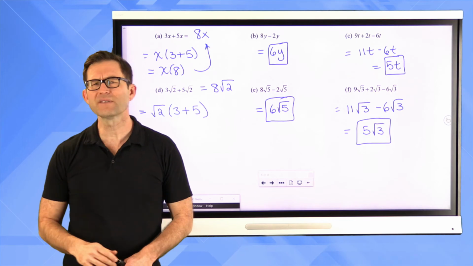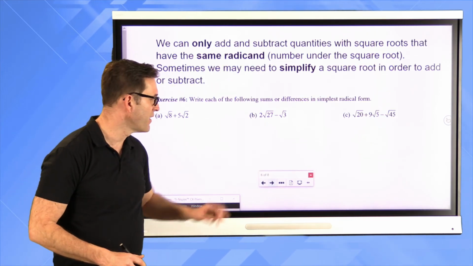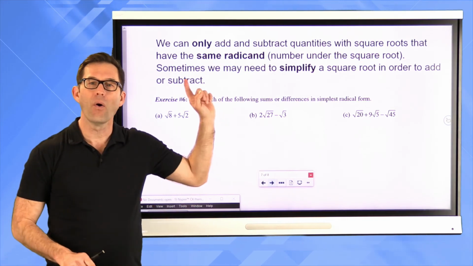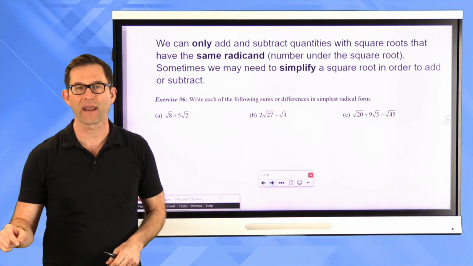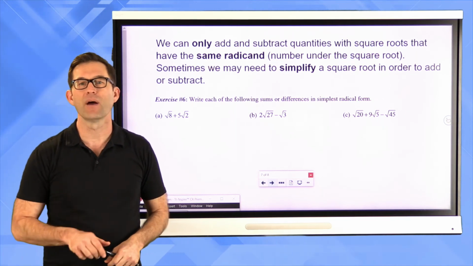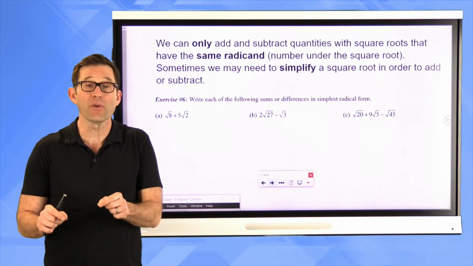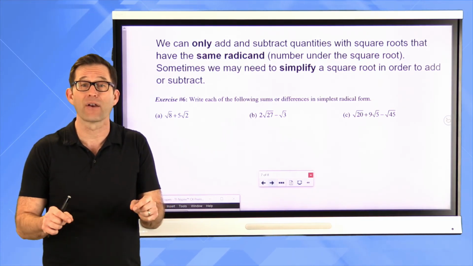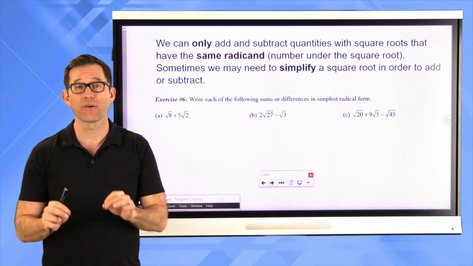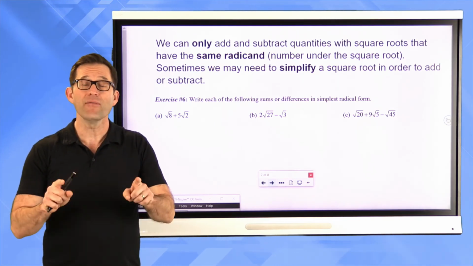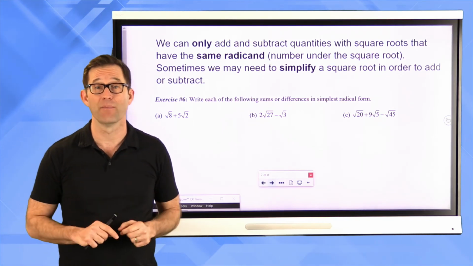Okay, so what's the moral of the story here? We can only add and subtract quantities with square roots that have the same radicand, i.e. the same number underneath the square root. Now sometimes we may need to simplify a square root in order to add or subtract, okay? But what we can never do is add or subtract square roots if the numbers underneath them aren't the same or if we can't make them the same.